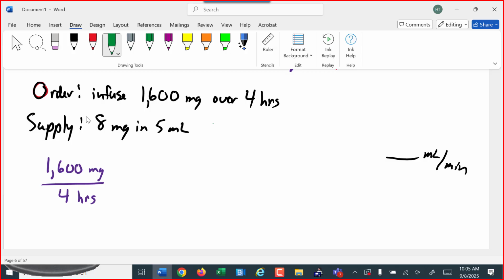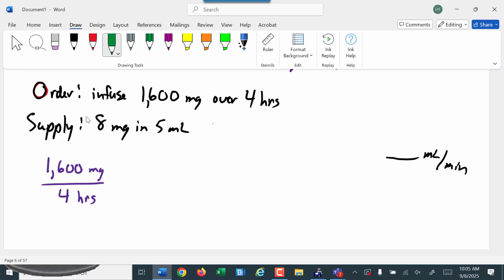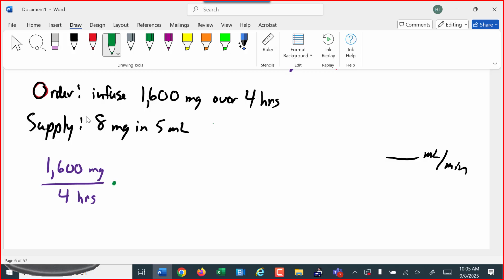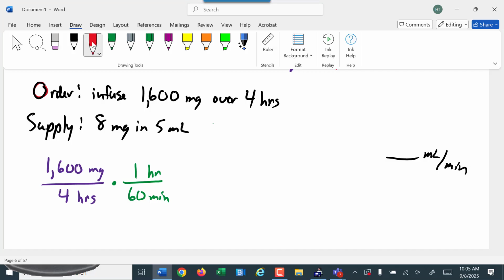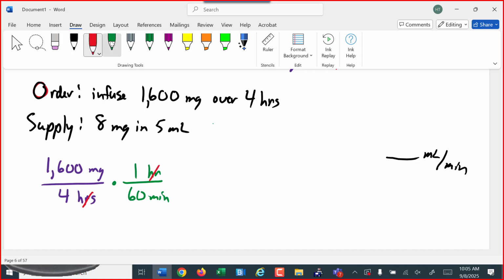So let's take a look and see how you're doing. I realize some of you may not have totally finished, but that's fine. We'll make sure you're on the right track. So the doctor's order was for 1,600 milligrams over 4 hours. So we start with 1,600 milligrams over 4 hours. We'll adjust the time first. So since hours are on bottom, I'm going to put hours on top. 1 hour is 60 minutes. So the hours cancel out.